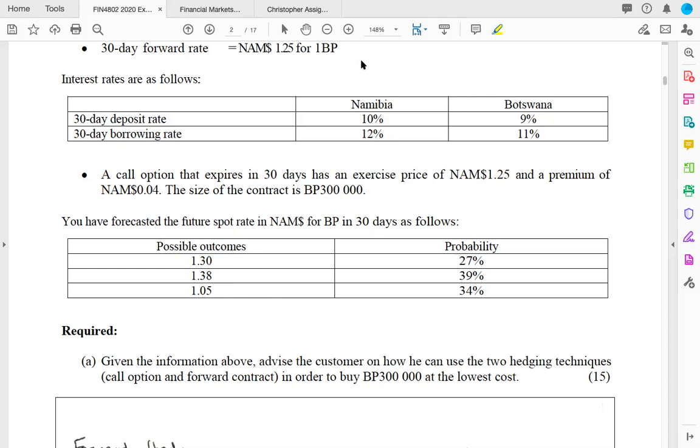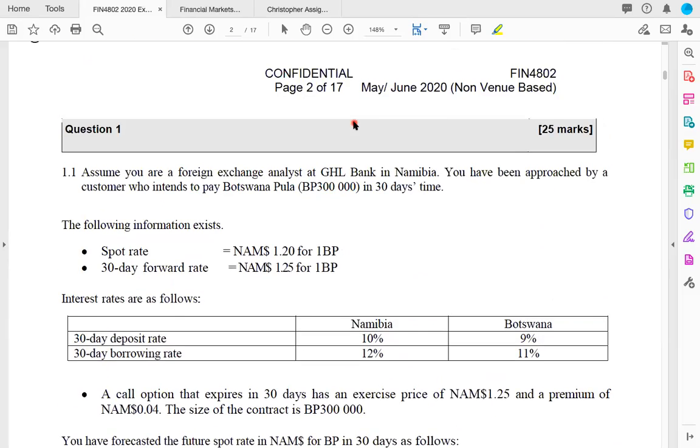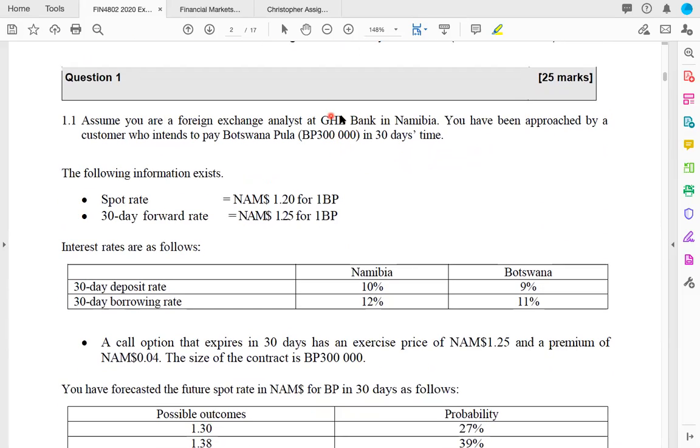So we did look at this in the previous revision class. Remember, we said that for the exam, you need to be comfortable with how to hedge trade payables and how to hedge trade receivables. Most of the exam questions that have come in previous exam papers have been on how to hedge trade payables.